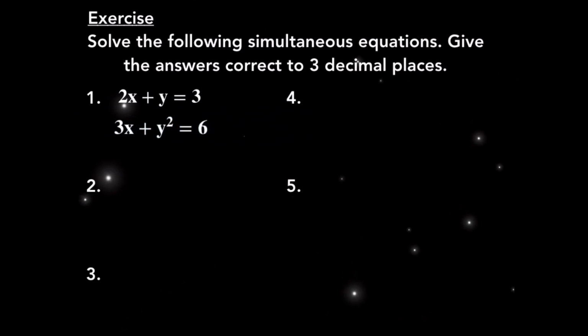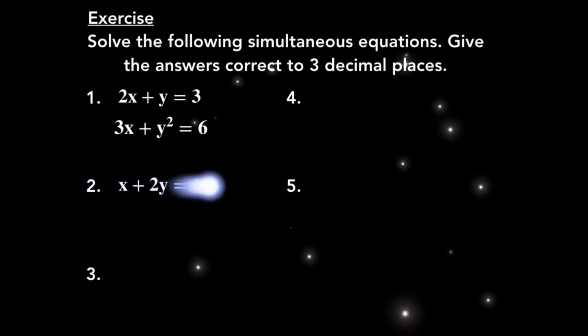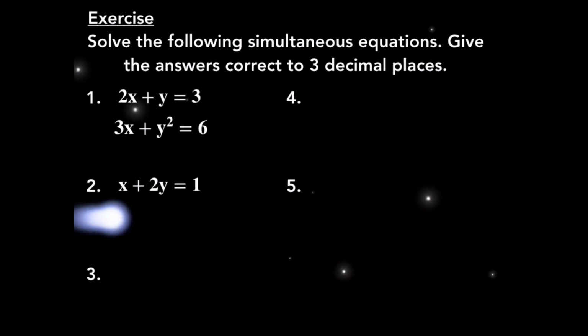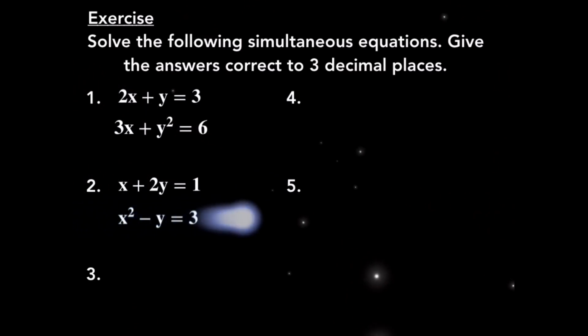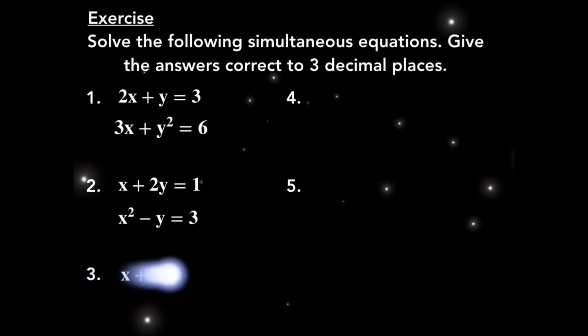So this is my first question: 2x plus y equals 3, and 3x plus y squared equals 6. My second question: x plus 2y equals 1, and x squared minus y equals 3. Okay, my third question will be different.